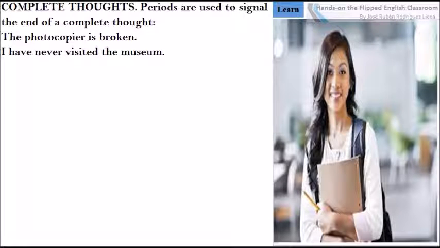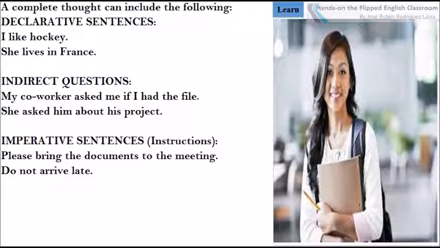Complete thoughts. Periods are used to signal the end of a complete thought. The photocopier is broken. I have never visited the museum. A complete thought can include the following. Declarative sentences: I like hockey. She lives in France. Indirect questions: My coworker asked me if I had the file. She asked him about his project.